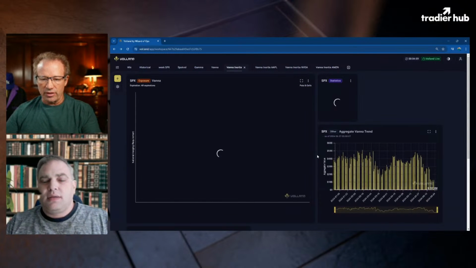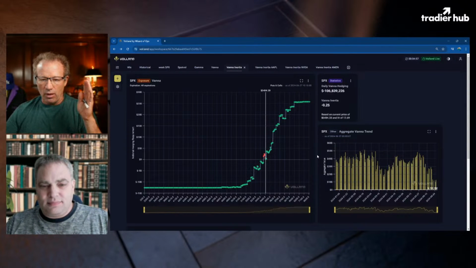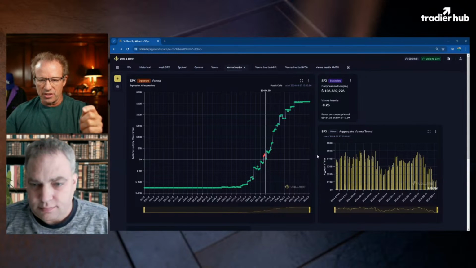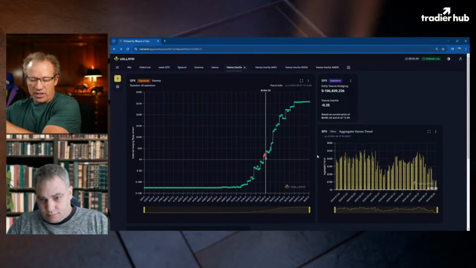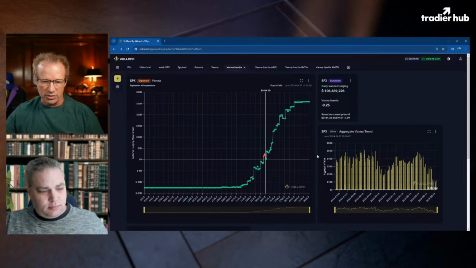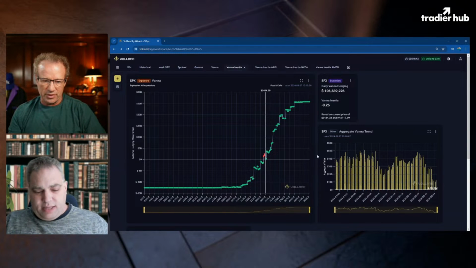I know you're going to get to this, but I'm going to ask anyway. Why is this important? What does it mean to a retail trader who looks at this and says, "Oh, dealers are long all these calls to the upside. What am I supposed to do with that? Is there something they can do with that technically?"